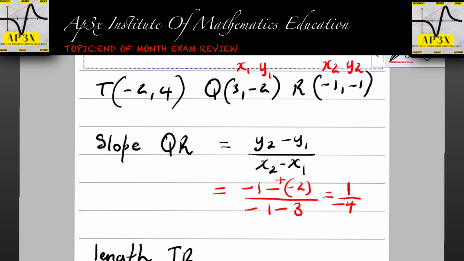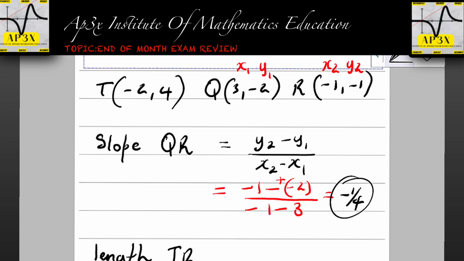So basically, we end up with an answer. Our gradient here is -1/4. Okay, let's just write it a little bit better here. This is going to be -1/4 for our gradient. -1/4 or 1/-4.